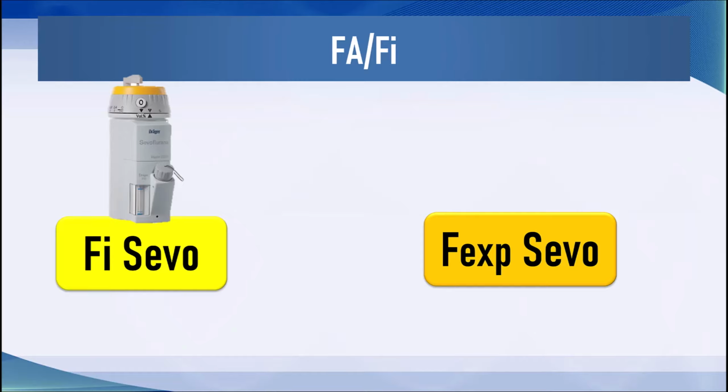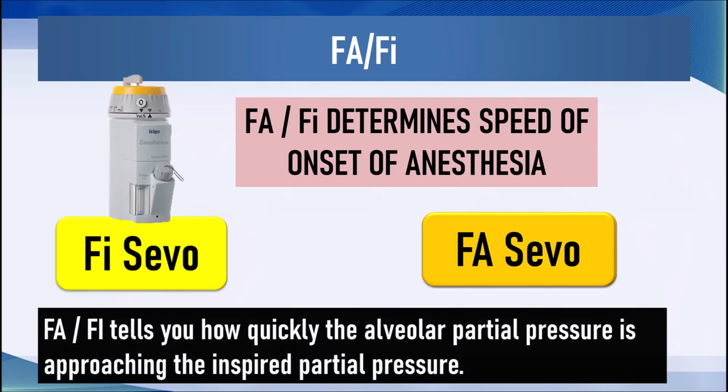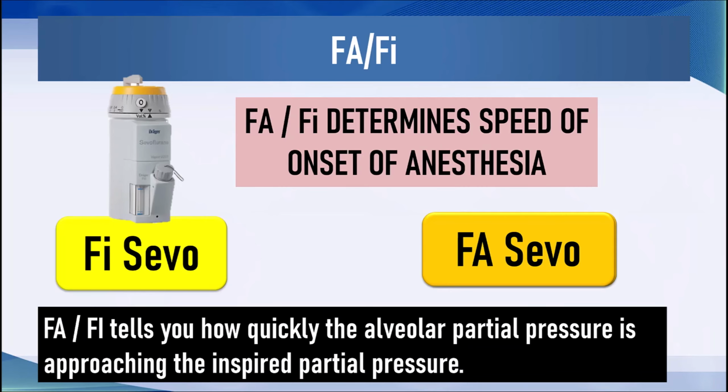The FI volatile agent is what you dial up on your vaporizer, either manually or digitally, and you set the inspired percentage. The expired percentage is measured dynamically as gas returns in exhalation. In pharmacological terms, in the textbooks, it's known as the FA agent, the alveolar concentration, and the FA-FI ratio determines the speed of onset of the agent. It tells you how quickly the alveolar partial pressure is approaching the inspired partial pressure.